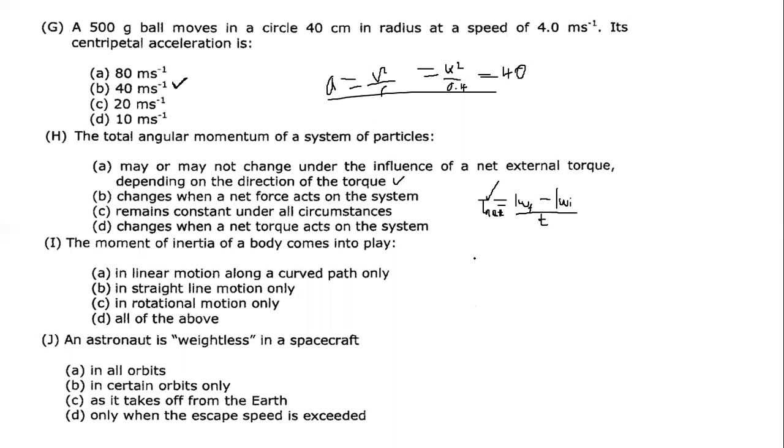Awesome. So the net torque is what changes us from one angular speed to another angular speed. Over some period of time, we have to apply a net torque. That is how our angular speed changes, and that's how this is our correct answer. Changes when a net torque... Oh no, this is net force. Where is our net torque? Changes when a net torque, yes, D is our answer.